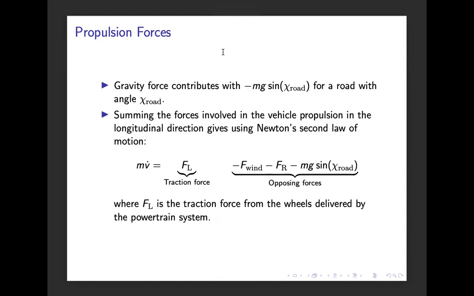And this we could describe, for example, using this expression here. So if we sum up the forces that are involved in the vehicle propulsion, we can get a first model by using Newton's second law of motion: m times the acceleration is the traction force delivered by the powertrain system. And then we have certain opposing forces. It's the wind aerodynamic resistance, we have the rolling resistance, and then we also have, if we are driving uphill, for example, the contribution from the gravity force.